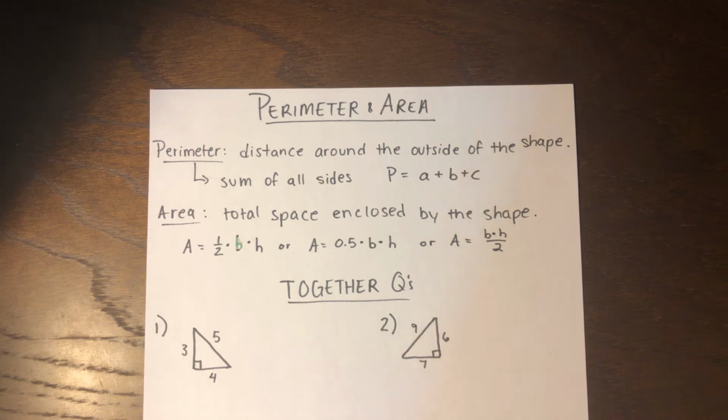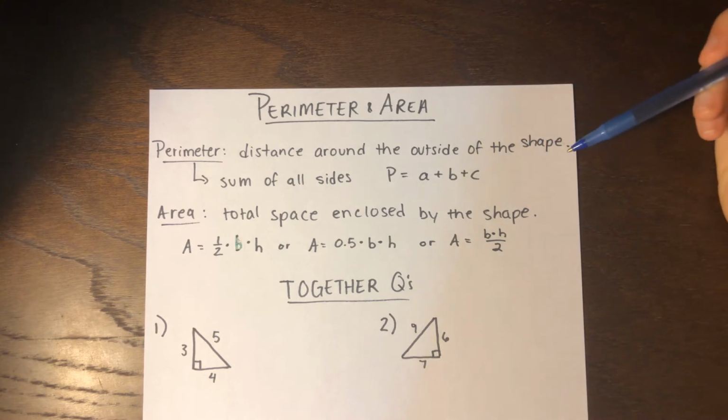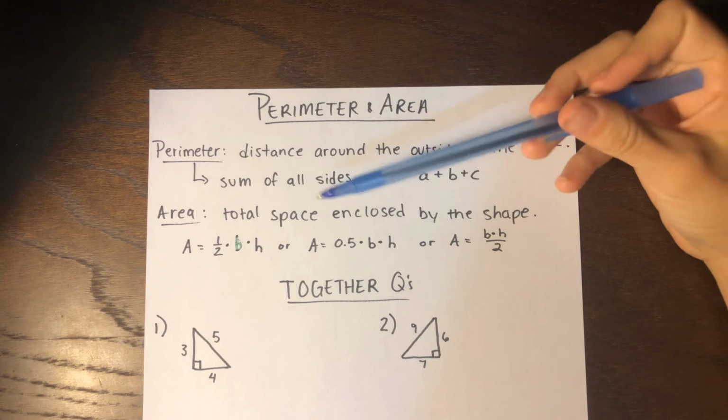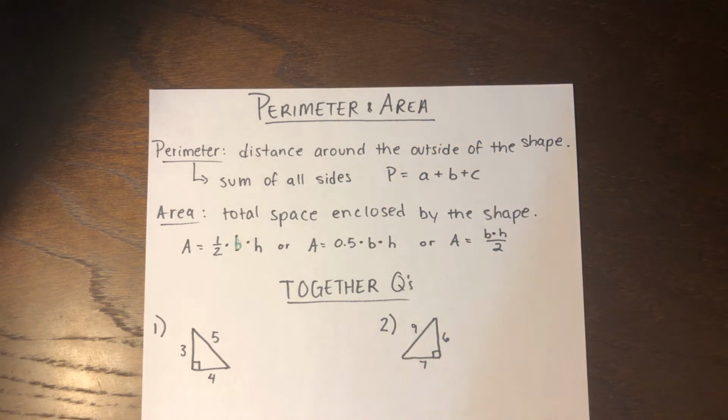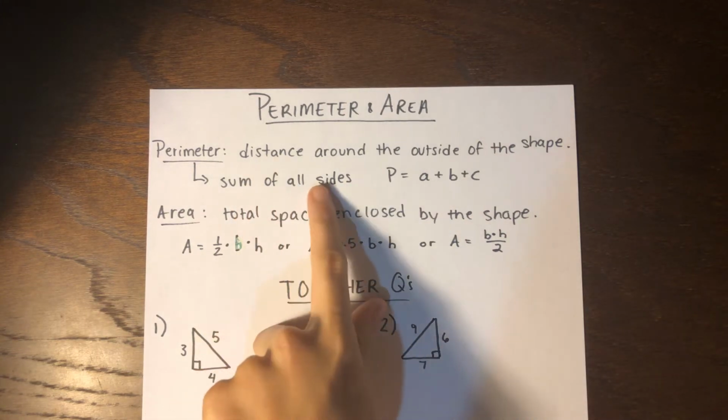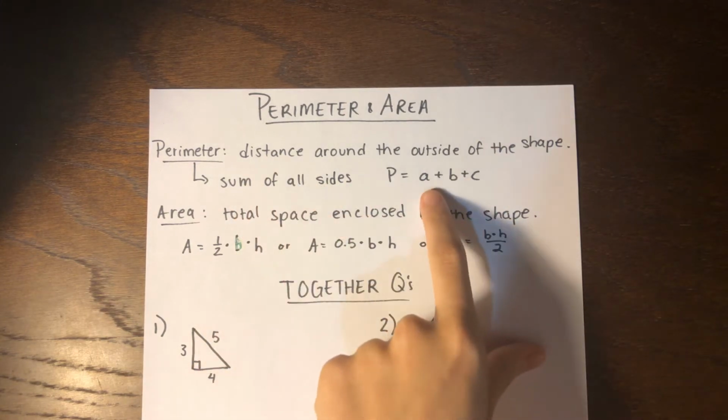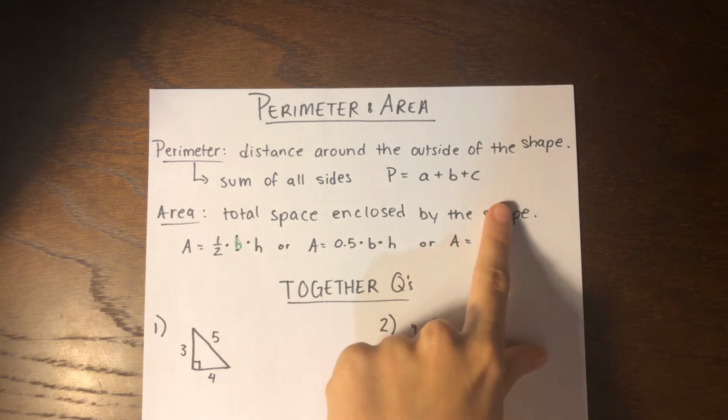Hi guys, so we're back for our last day of triangles and we're talking about the perimeter and area of a triangle. Okay, but let's talk about what a perimeter is in general. A perimeter is the distance around the outside of the shape. Area is the total space enclosed, meaning inside the shape. When we're talking about perimeter, it's the sum of all sides. So basically you're just adding each side of the triangle.